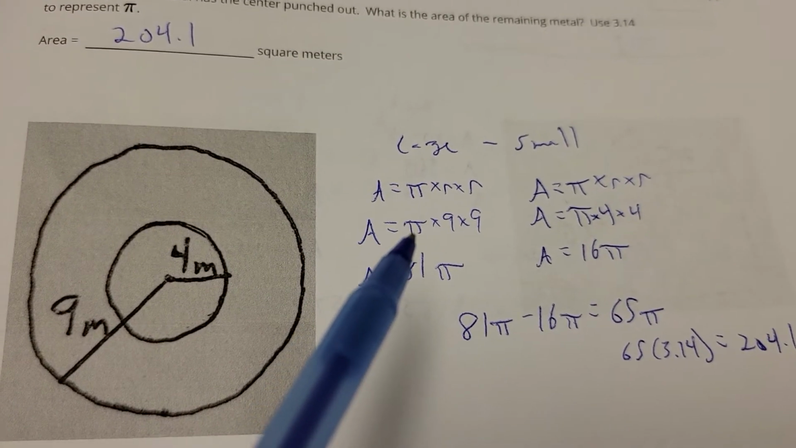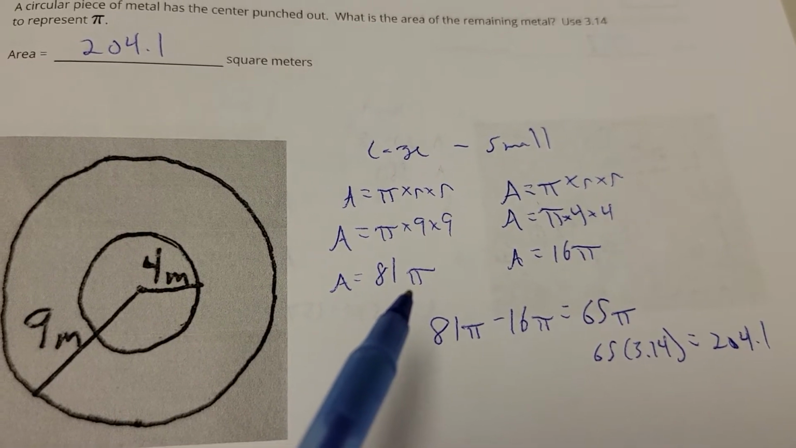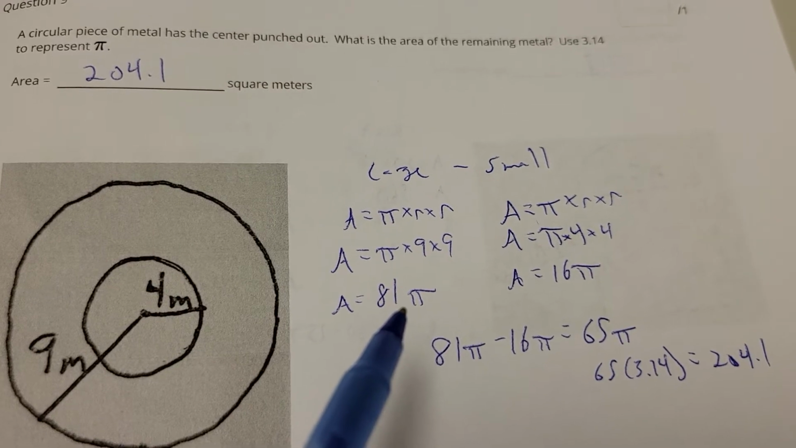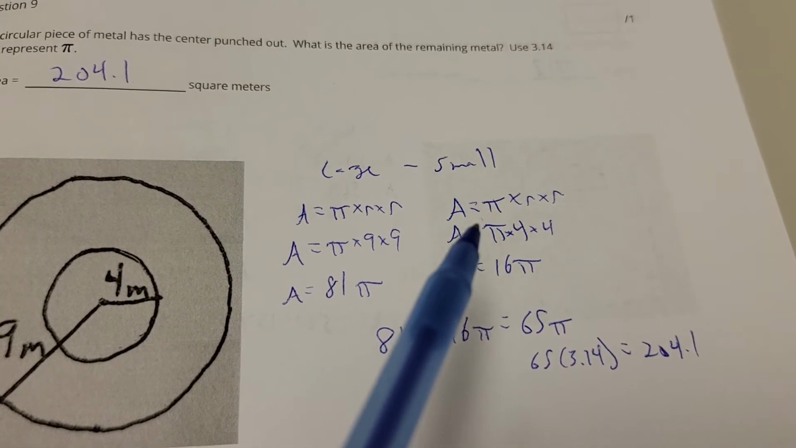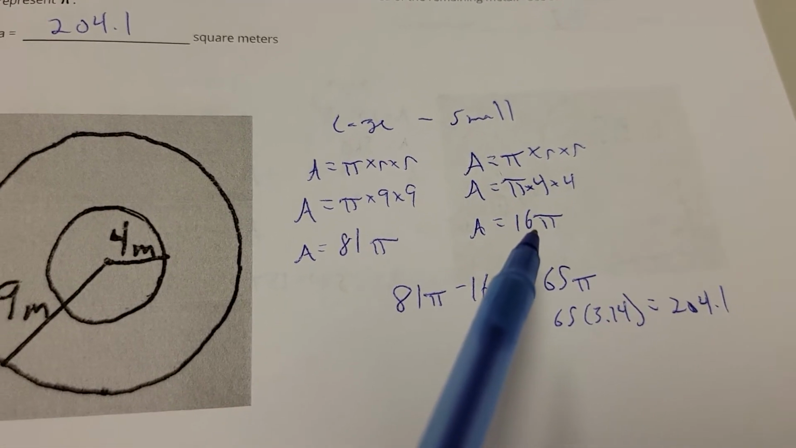So pi times radius squared, pi times 9 gives me 81 pi. Now you might wonder, well, why is he leaving it? Why is he not using 3.14 yet? Well, you'll see why in just a minute. Makes it a little faster. Area of the small circle, pi times radius squared. Well, pi times 4 gives me 16 pi.